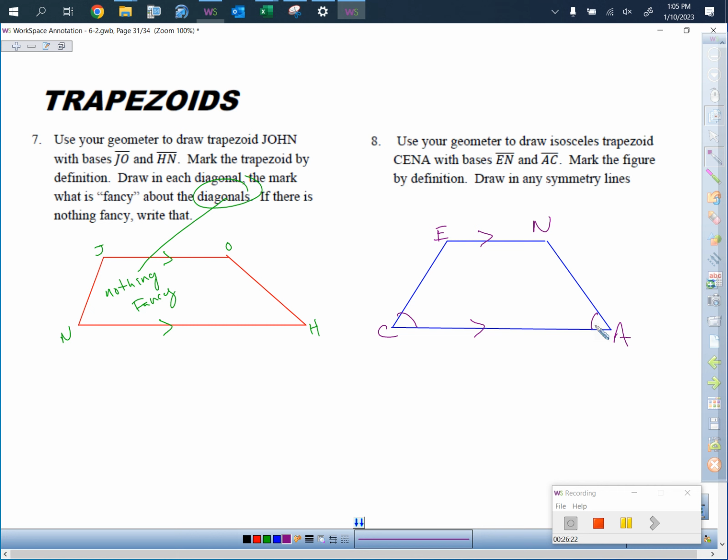And then it says draw in any symmetry lines. So if you would grab that hierarchy and look to see where the symmetry line's supposed to be. The weirdest part is most students are just going to draw this. And I'd be like, that's not good enough. Isn't the symmetry line supposed to be the perpendicular bisector of both bases? So you've got to put the right angle box both times, and you got to split them up both times.